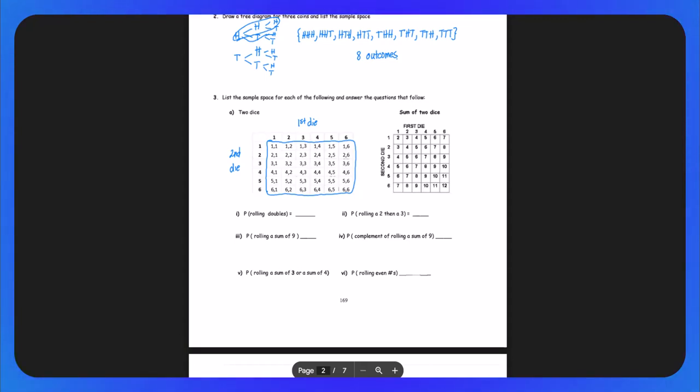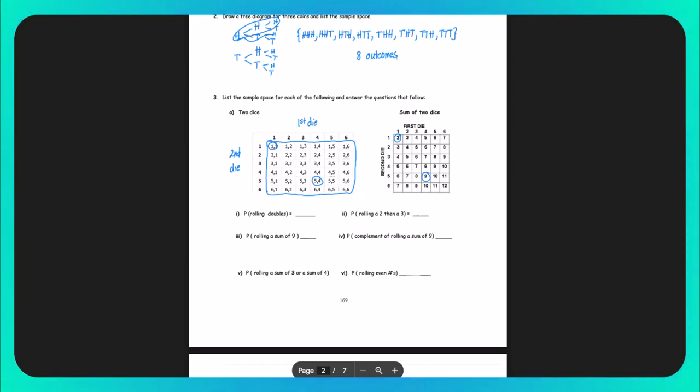Now, what they've done over here is they've created another table that represents the sum, or adding all the numbers together, on any dice rolls. For instance, if we get 1 and 1 on the die, the sum of those two is 2. Or if we get 5 and 4, the sum of those two is 9. So they filled this table out for us. So let's look at what our probabilities are asking.